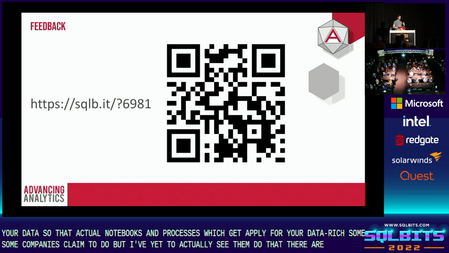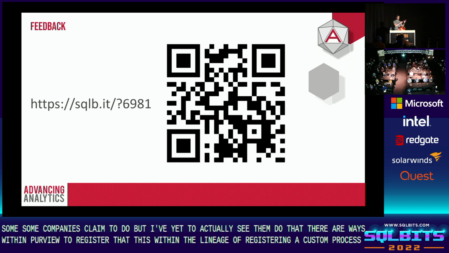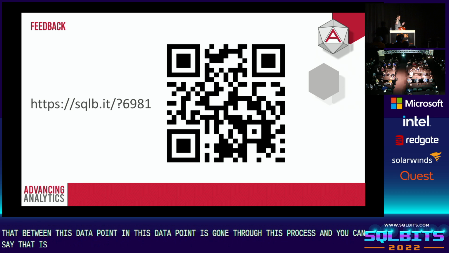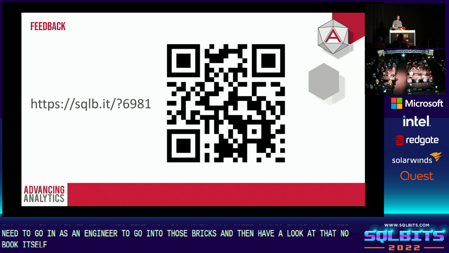There are ways within Purview, within the lineage, of registering a custom process, saying that between this data point and this data point, it's gone through this process. And you can say that it's associated with this notebook. But again, that's still like a static image. You still need to go in as an engineer into Databricks and have a look at that notebook itself. Last one.